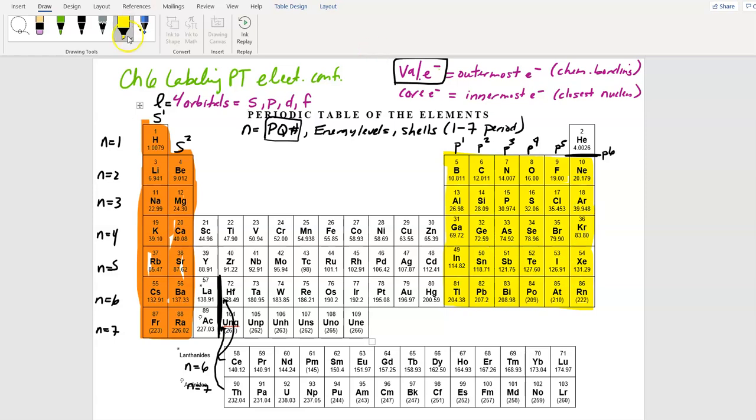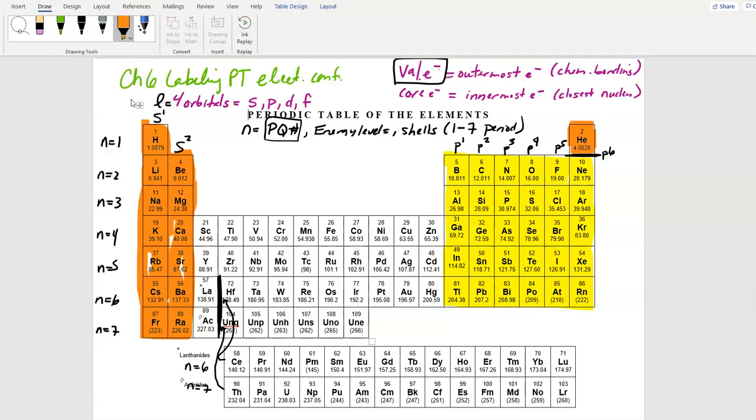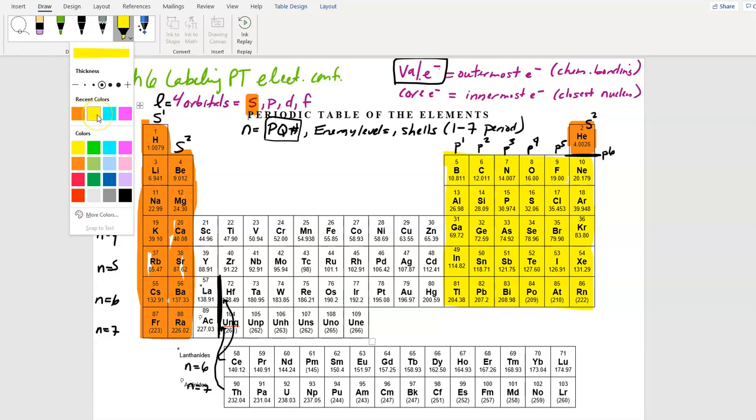Now I'm going to go back to helium, and I'm going to shade him orange because his valence electrons only come from the s's. He is what's called an S2. And when I do the practice problem, I'm going to do helium so you actually see what he is. So my s's are orange on the periodic table. My p's are the yellow ones.